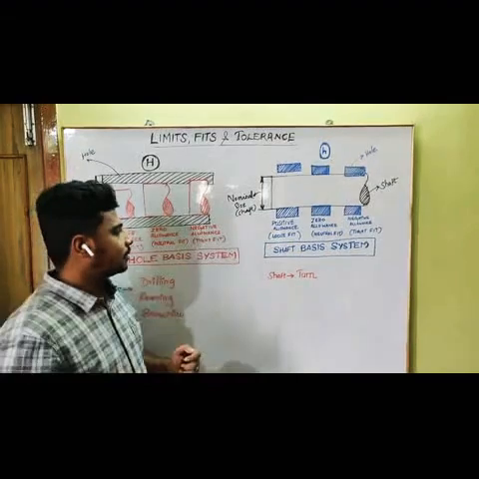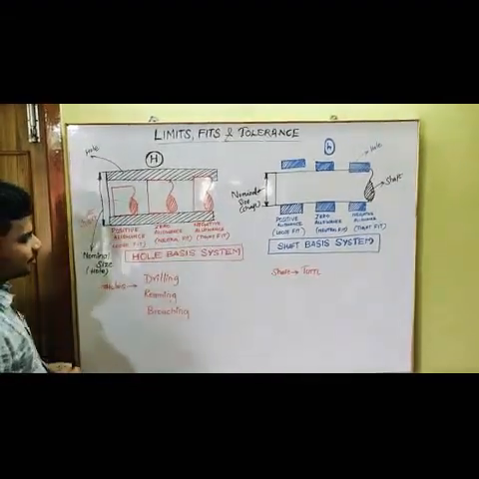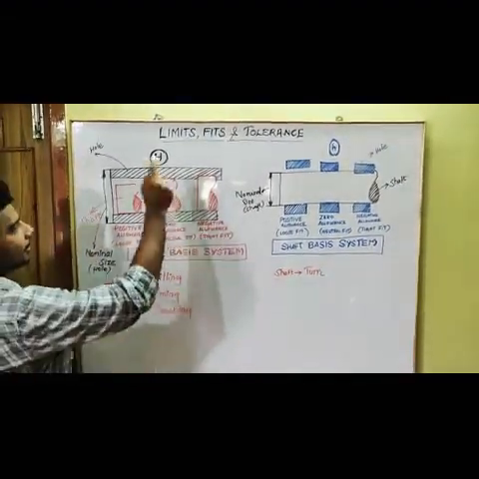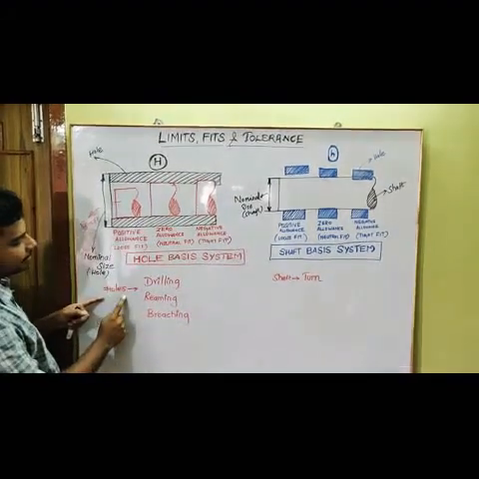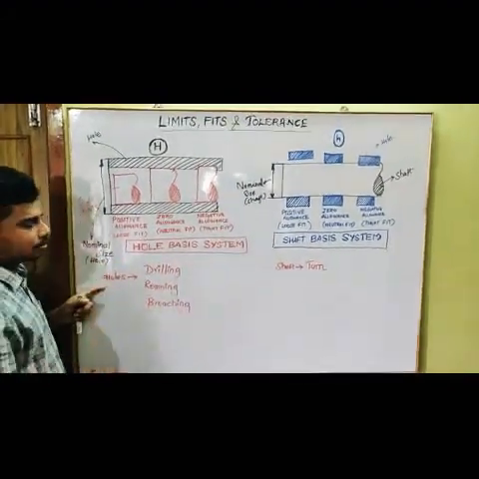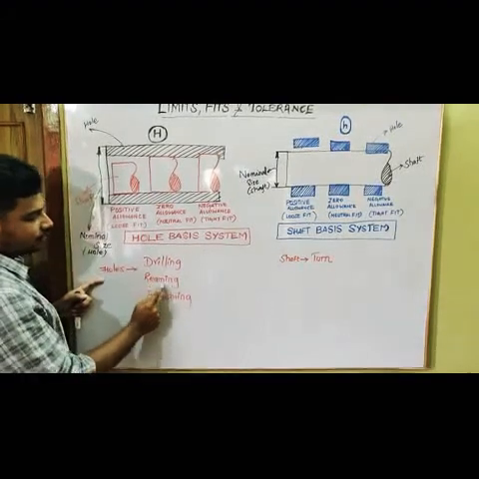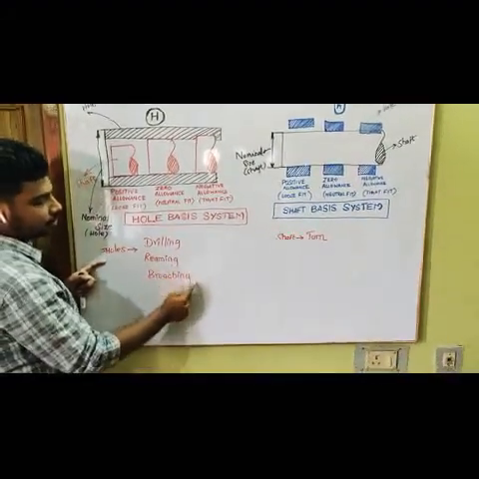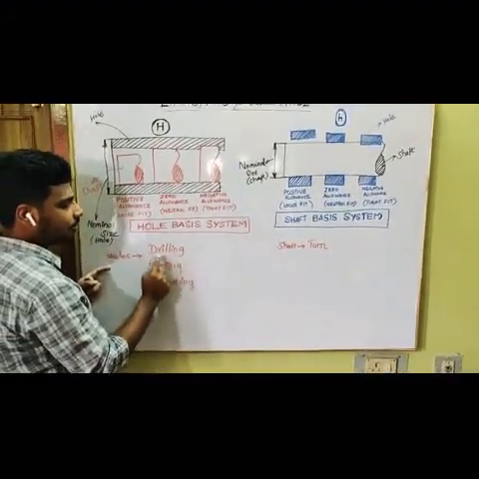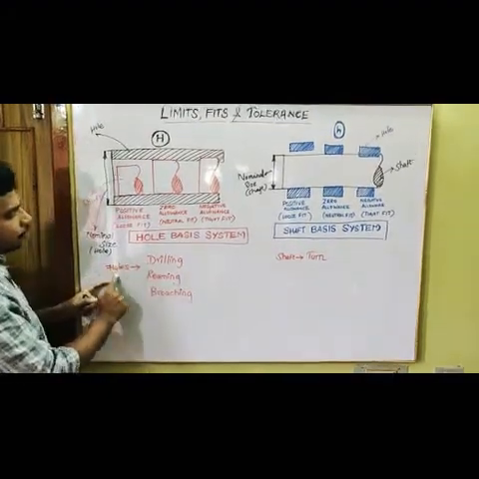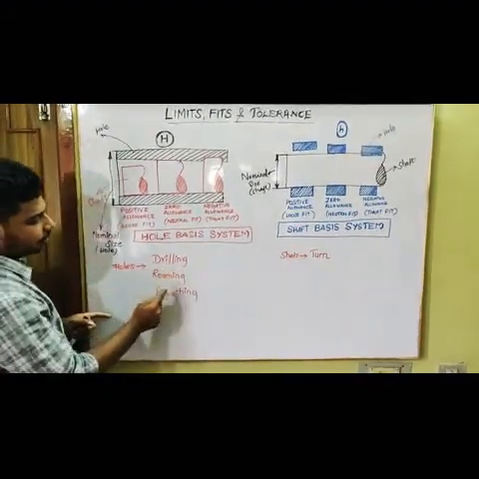So you have to choose based on the manufacturing methods. For making a hole, what are all the manufacturing processes available? We have drilling, reaming, and broaching. These are the finishing operations for a hole, and this is the manufacturing operation of the holes, that is your drill. So drilling, reaming and broaching.